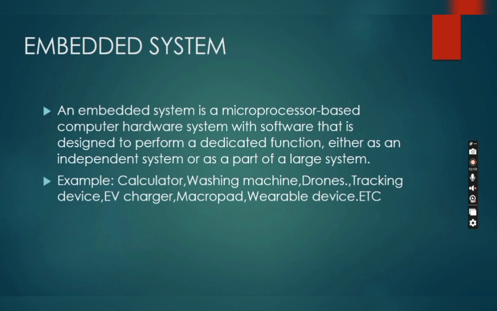An embedded system is the same as computer hardware but very small in size, which can run independently and can also work with a large system. It consumes low power. For example, calculators, washing machines, drones, tracking devices, and also real-time examples such as military, television, entertainment purposes, etc.